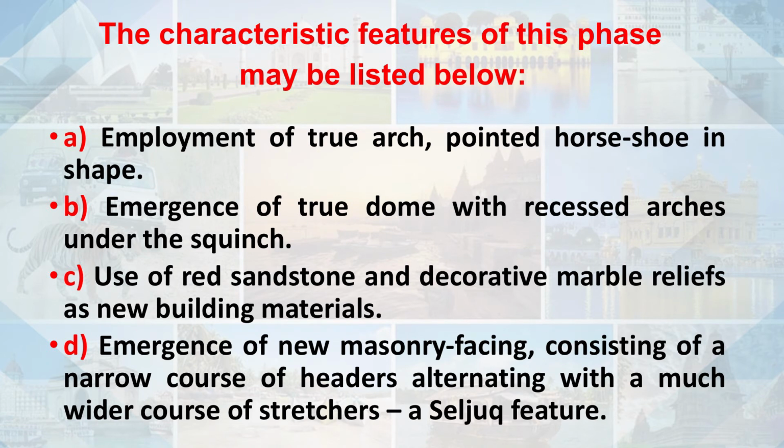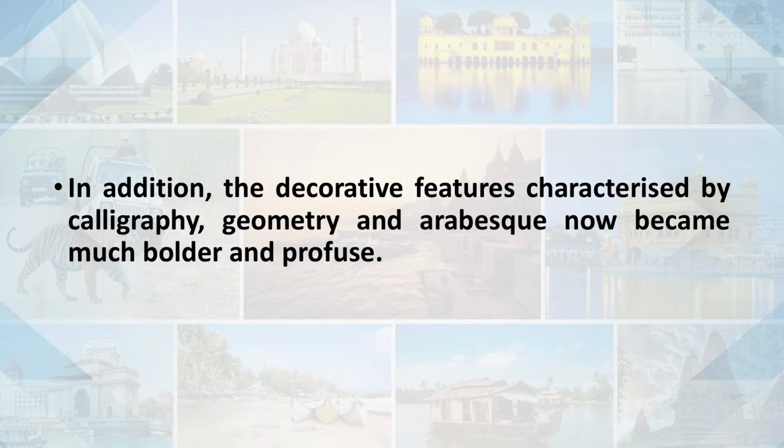The characteristic features of this phase may be listed as employment of true arch, pointed horseshoe in shape, emergence of true dome with recessed arches under the squinch, use of red sandstone and decorative marble reliefs as new building materials, emergence of new masonry facing consisting of a narrow course of headers alternating with a much wider course of stretchers, a Seljuk feature. In addition, the decorative features characterized by calligraphy, geometry and arabesque now became much bolder and profuse.